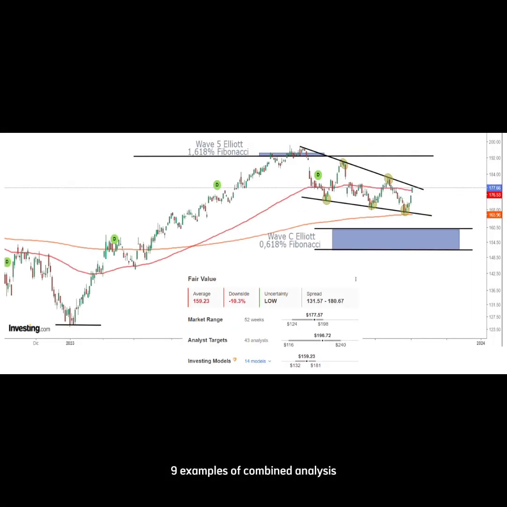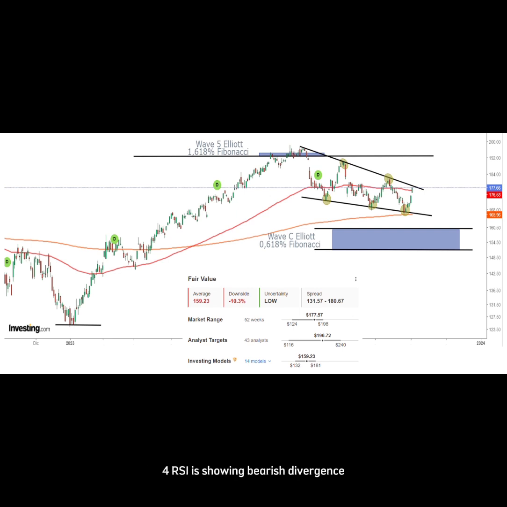9. Examples of combined analysis. Let's walk through a hypothetical scenario of combining multiple signals. 1. The market has been in an uptrend for weeks, forming consistent higher highs and higher lows. 2. Price begins to form what looks like a head and shoulders pattern. The first peak is slightly lower than the second peak, and the third peak matches the first in height. 3. Volume gradually decreases on the right shoulder.